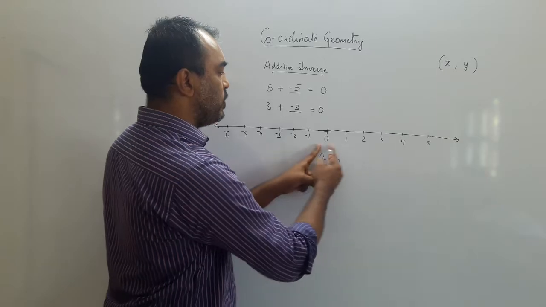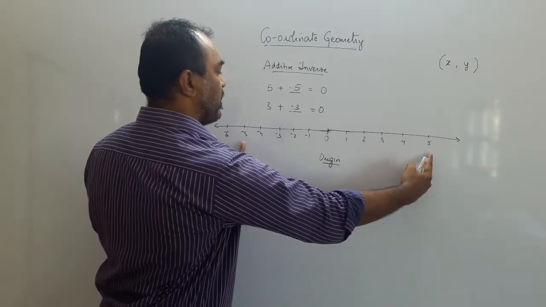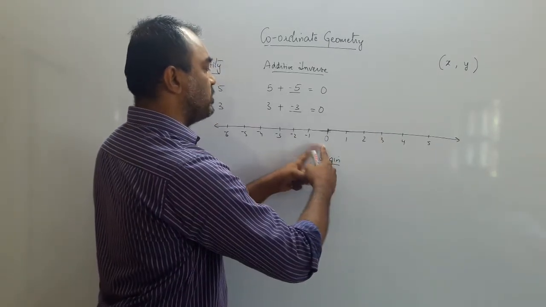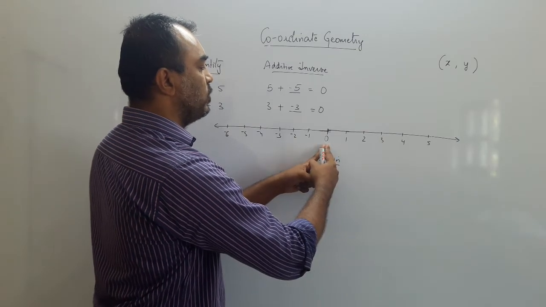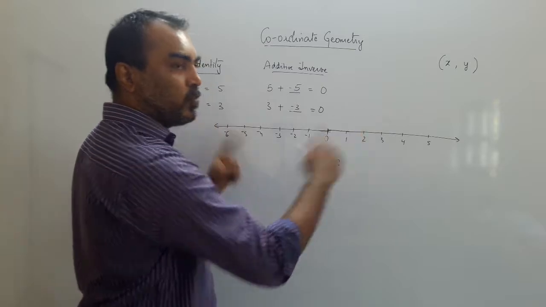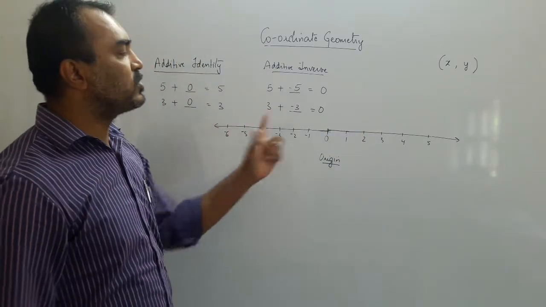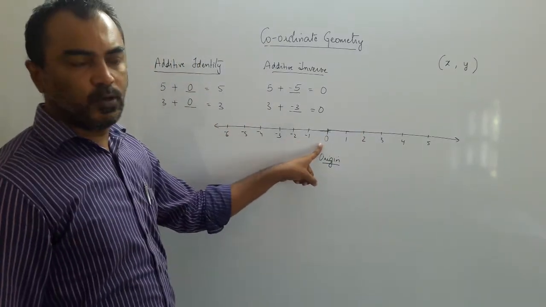So 0 is the additive identity and 4 and -4 is the additive inverse, because when you add them, you get 0. 5 and -5 is additive inverse. Add them, you get 0. 2 and -2 is an additive inverse. Add them and you get 0. So these two numbers on the opposite side are additive inverse of each other, which gives us a 0.